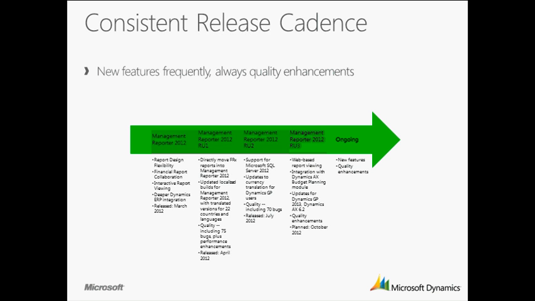So you can see here we're releasing new features frequently along with the quality enhancements. You can see, we released Management Reporter 2012 back in March. We've had a roll-up 1 that was in April, roll-up 2 in July, and then our roll-up 3, which includes this web-based report viewing and aligns pretty well with the Microsoft Dynamics GP 2013 release, will be coming out here at the end of October, beginning of November. And that will include the web viewer as well as the quality enhancements and things that are coming in.